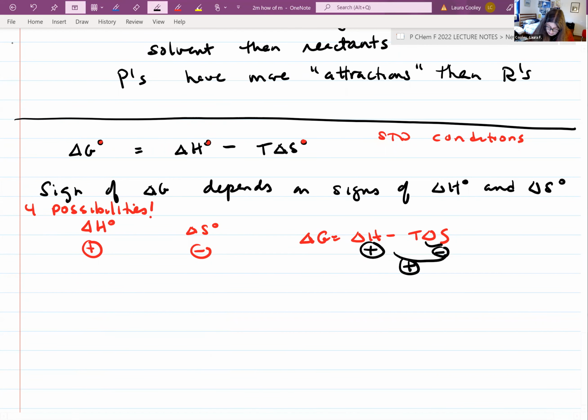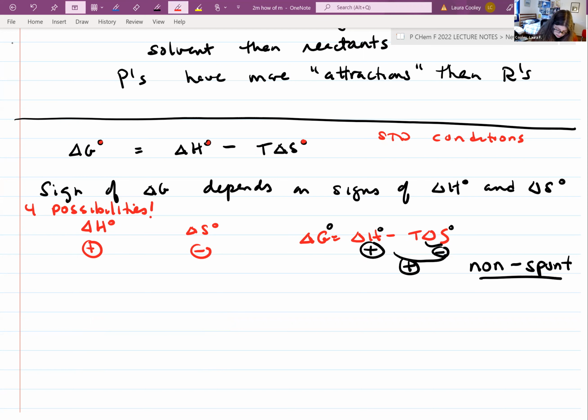Okay, so that means that both terms in delta G0 really, are positive. And so, it would have to be negative to be spontaneous. So that would mean that this reaction is non-spontaneous. Okay. There's nothing you can do about it. Under standard conditions, it's not spontaneous.